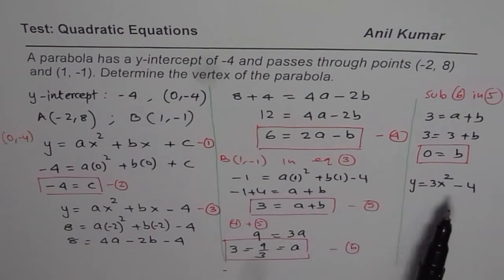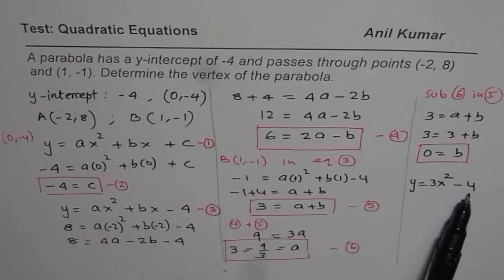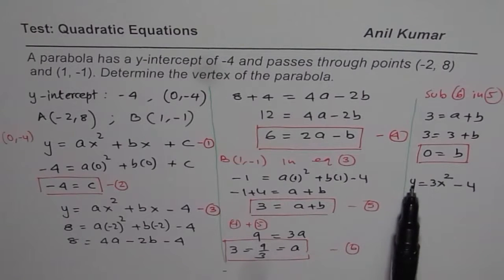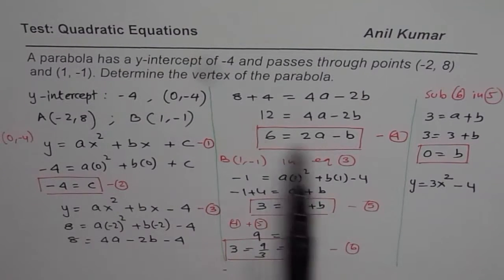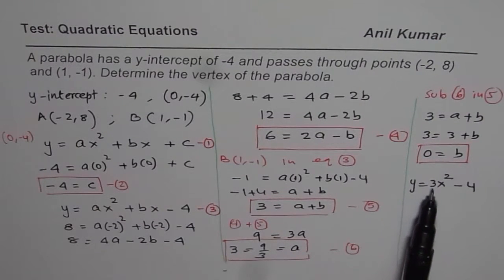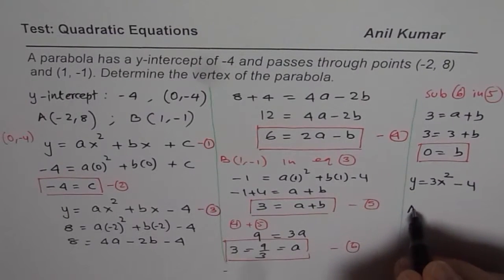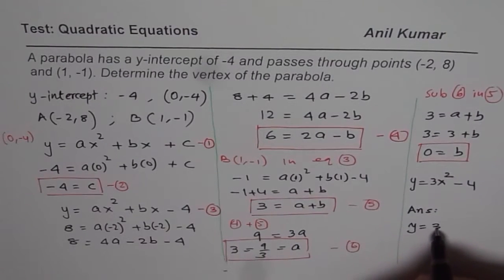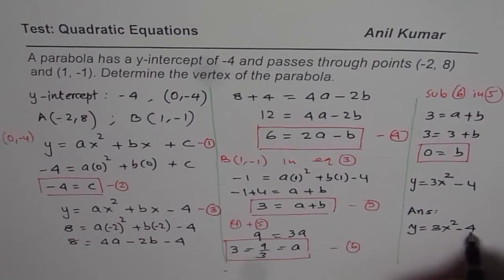You can clearly see, if I write x as 0, I get the y-intercept. If I substitute -2 here, I will get y as 8. If I substitute 1, I'll get y as 3 minus 4, which is -1, correct? So we have checked all the three points, and now we can write down our answer, that is y equals 3x squared minus 4.